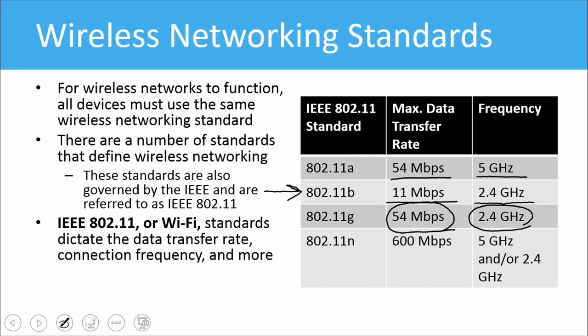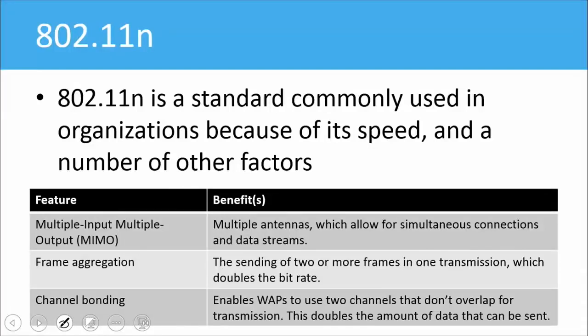Of course, that same type of analogy doesn't necessarily work that well with N down here, but N just gets way faster with 600 megabits per second. And then of course, it uses both frequencies. It uses 5 gigahertz or 2.4 gigahertz as a frequency. So hopefully that little analogy helped you remember the difference between those standards. Definitely something that you're going to see on an exam. All right, 802.11n. This is the standard that's commonly used right now.